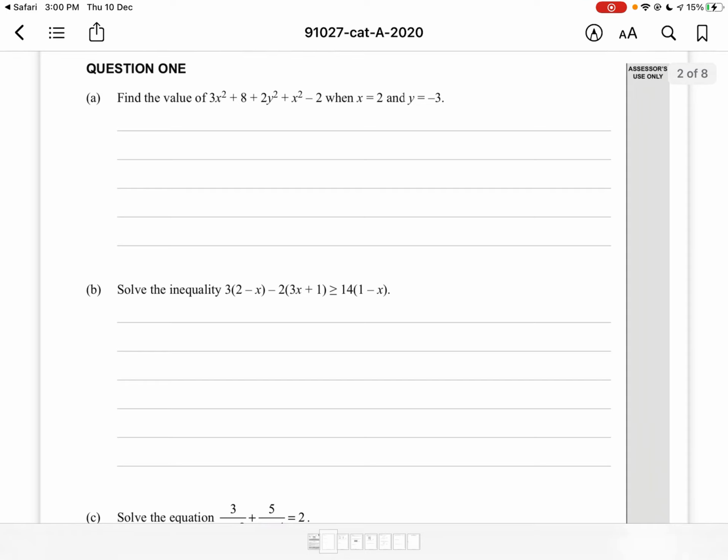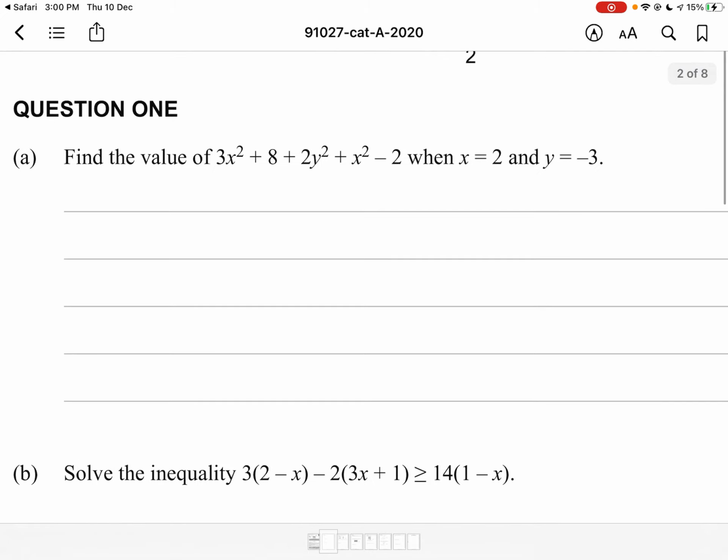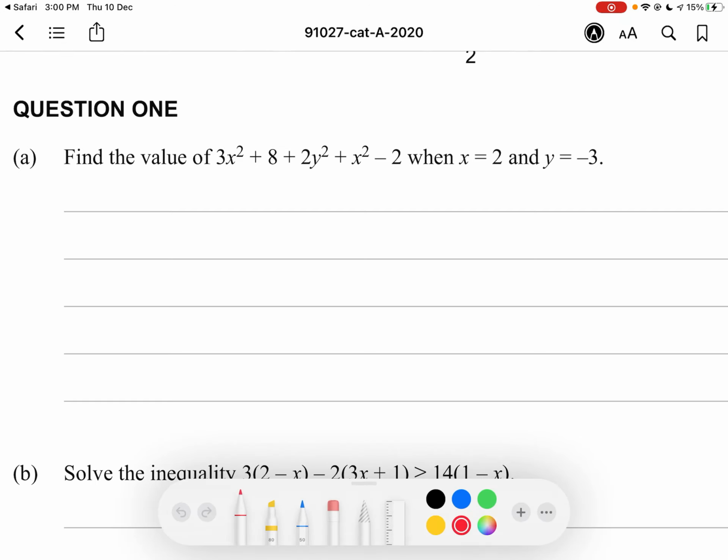So for question 1, we want to find the value of 3x squared plus 8 plus 2y squared plus x squared minus 2 when x equals 2 and y equals negative 3. For this question, it's actually pretty simple. We can just plug in x equals 2 and y equals negative 3.